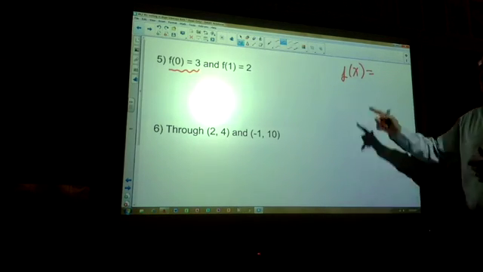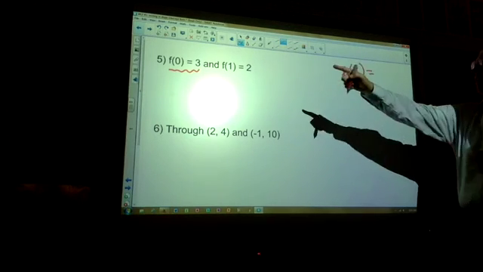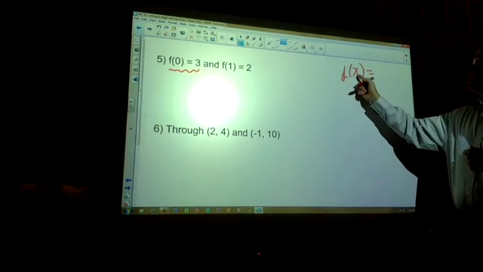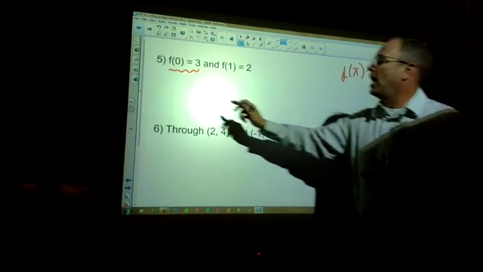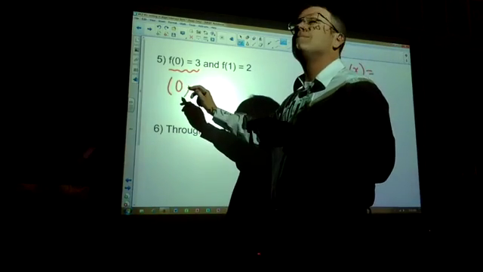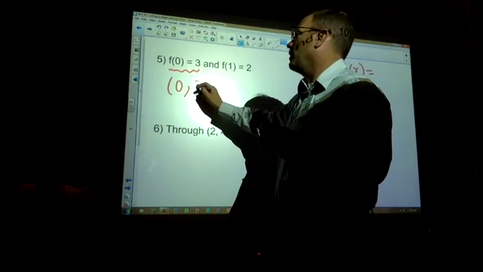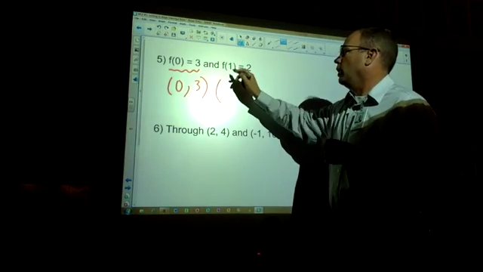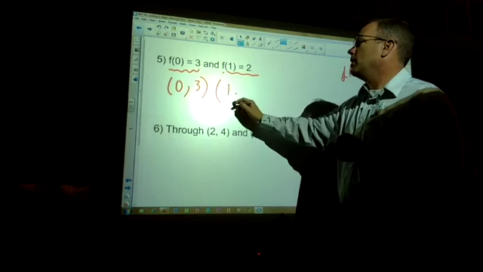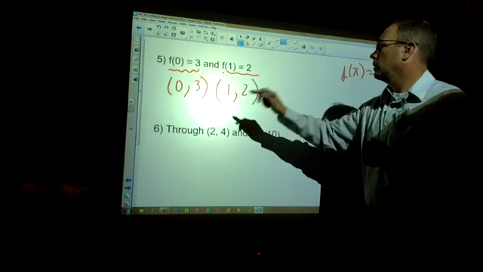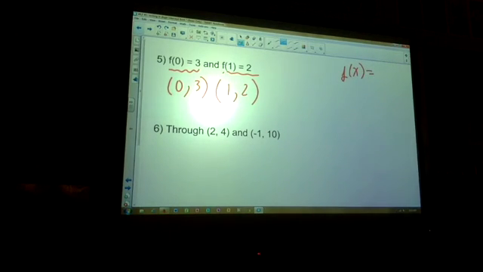Right? So what am I plugging in right here on that problem? 0. What is this letter here? So I have 0, comma. What's my output? 3. What point does this one go to? Comma. That means the exact same thing. 0, comma 3.